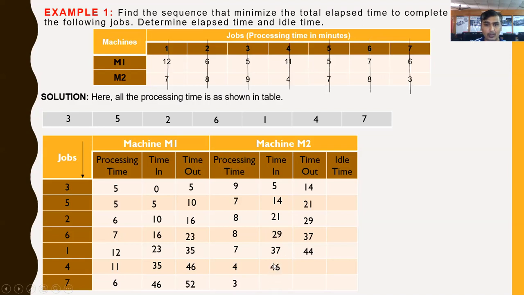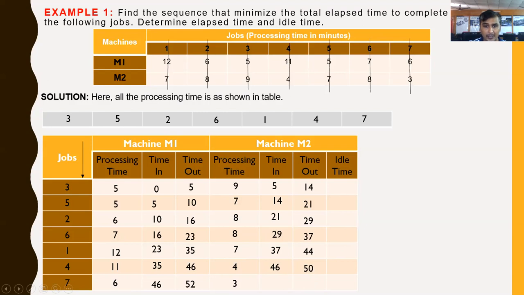Next, 44. Here job number 1 is complete on machine 2 at 44 minutes. But job number 4 is completed after 46 minutes on machine M1. So here we have to write down the 46 minutes. Here in machine 2, we have to wait for the completion of job number 4. This is idle time. We will explain it in the next point. So here 46 plus 4 is equal to 50.